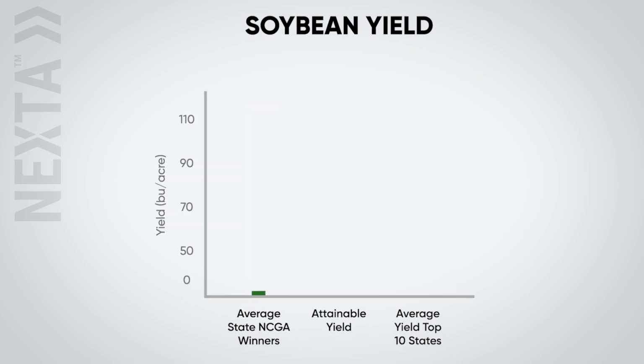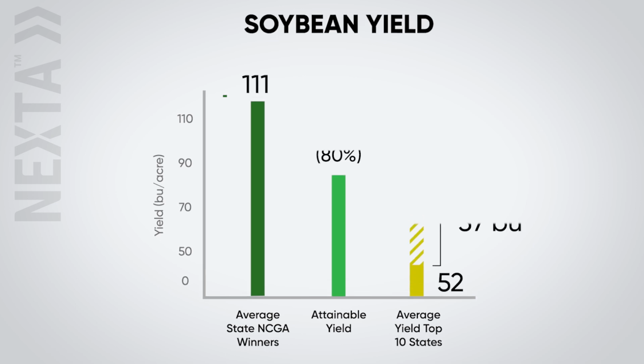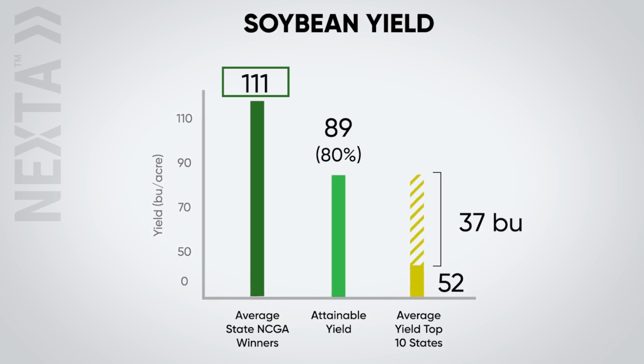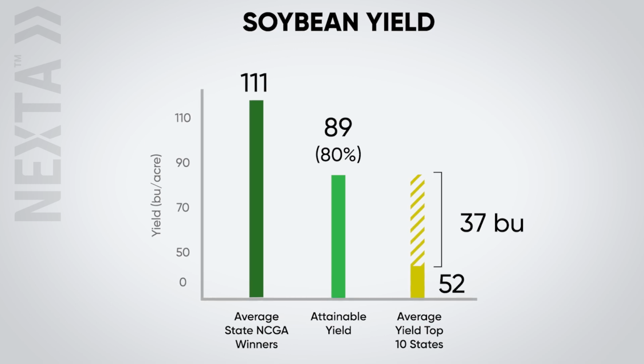Similarly, we found the highest reported soybean yields for the top 10 soybean-producing states. The average was about 111 bushels per acre. Theoretically, these are the best yields available in each state, but what is actually attainable?